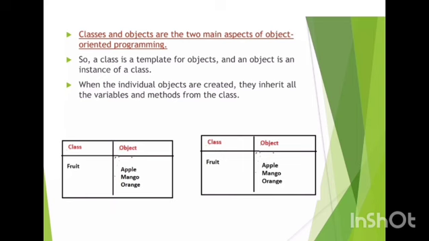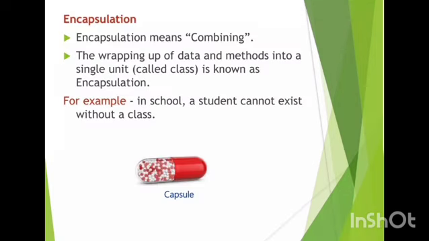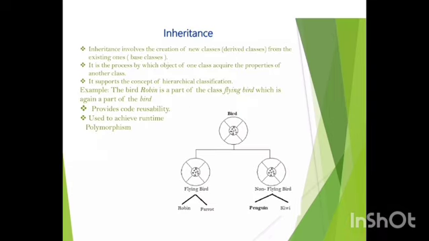So here classes and objects are two main aspects. Next, data abstraction. Hiding internal details and showing functionality is known as data abstraction. Abstraction refers to the act of representing essential features without including the background details or explanations. Here the encapsulation. Encapsulation means combining, or wrapping up, data and methods into a single unit. So now inheritance.